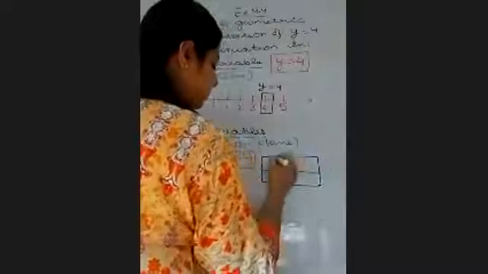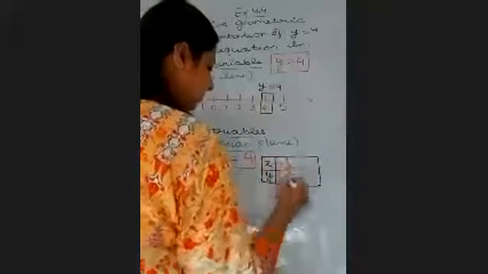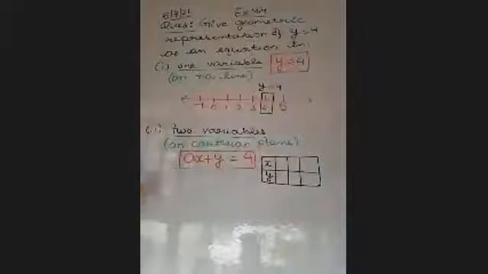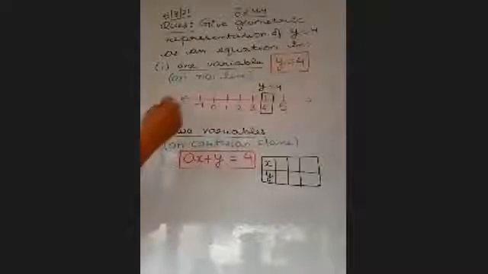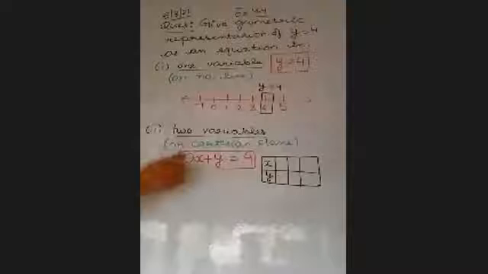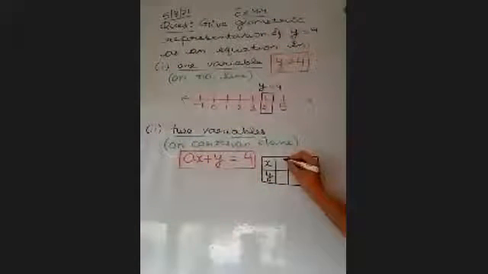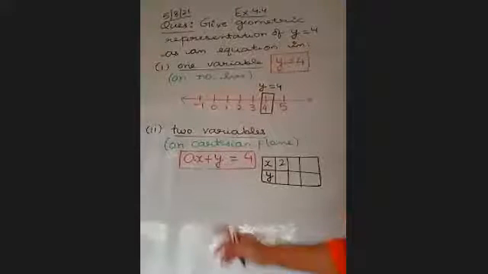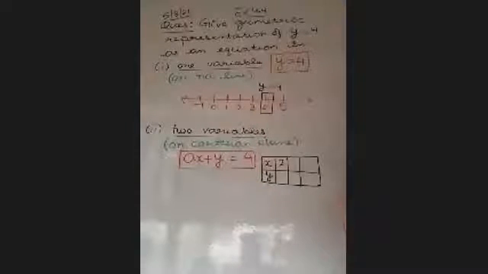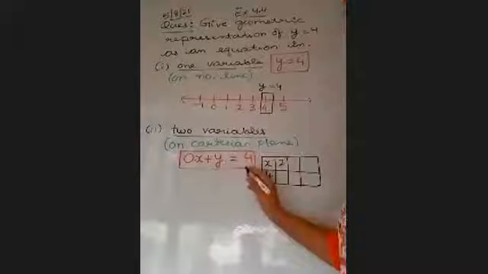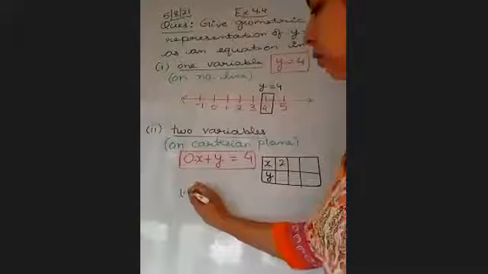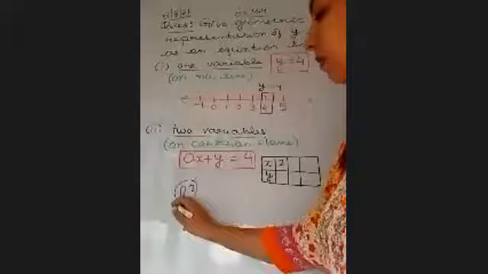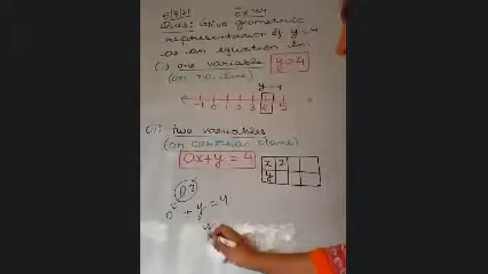Now here you will observe an interesting pattern. Tell me one thing. No matter what value you give to x, it will be multiplied by 0 to give us what? 0. Suppose you take x is equal to 2. 2 into 0 is 0. So y will be what? 4. So 0 plus y is equal to 4 means y is equal to 4.